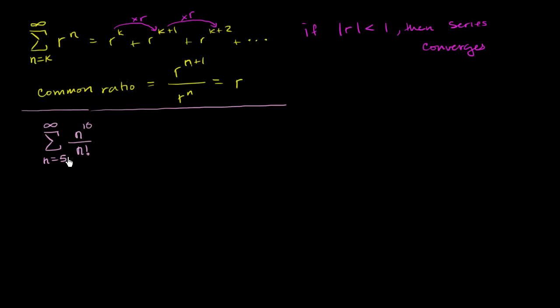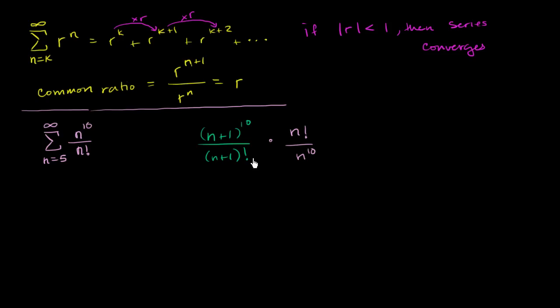So let's take the n plus 1th term, which is going to be n plus 1 to the 10th power over n plus 1 factorial, and divide that by the nth term. So let's divide that by n to the 10th over n factorial. Well, dividing by a fraction is equivalent to multiplying by its reciprocal. So let's just multiply by the reciprocal, so times n factorial over n to the 10th. Remember, all I'm trying to do is exactly what we did right over here: see if there's some type of a common ratio.